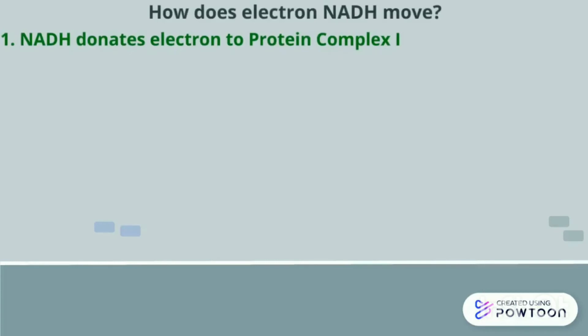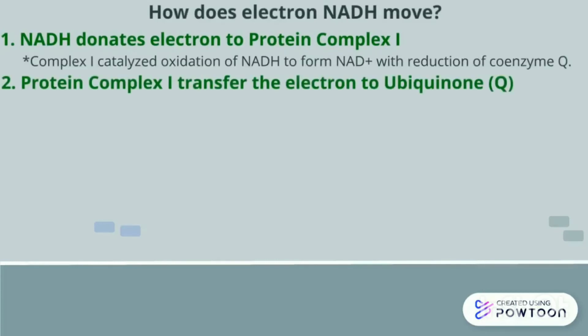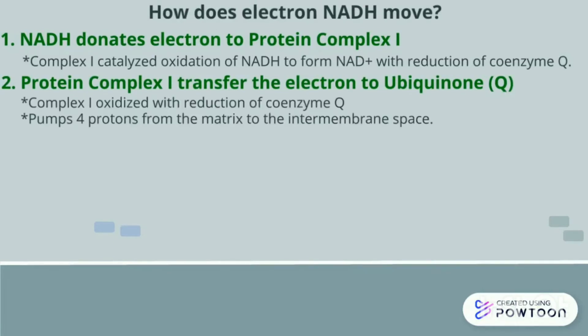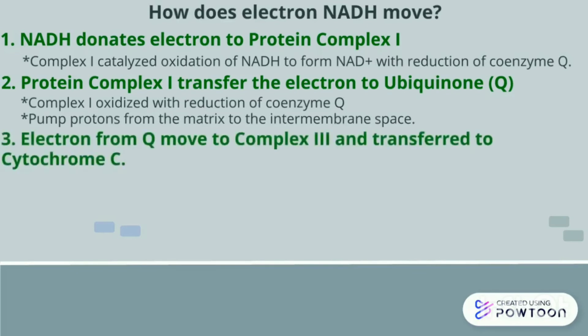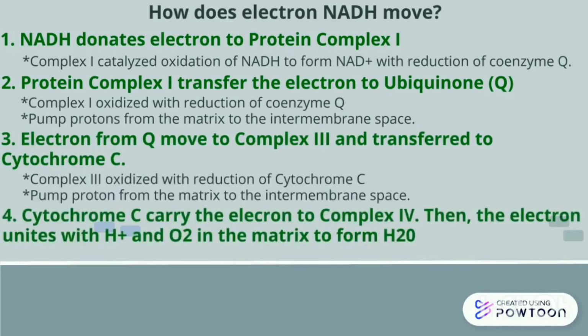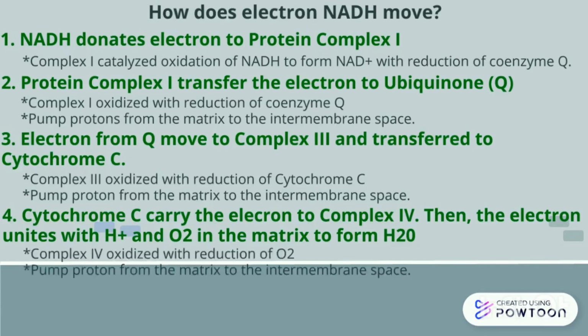First, NADH donates electrons to protein complex 1. 2. Protein complex 1 transfers the electrons to ubiquinone Q. 3. Electrons from Q move to complex 3 and are transferred to cytochrome C. 4. Cytochrome C carries the electrons to complex 4. Then, the electrons unite with H+ and O2 in the matrix to form H2O.